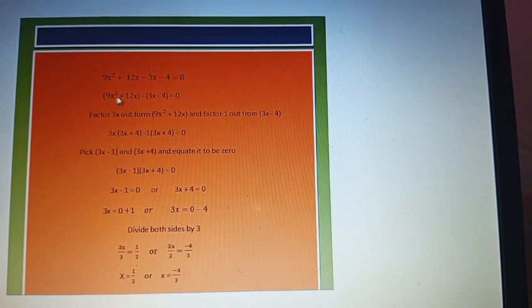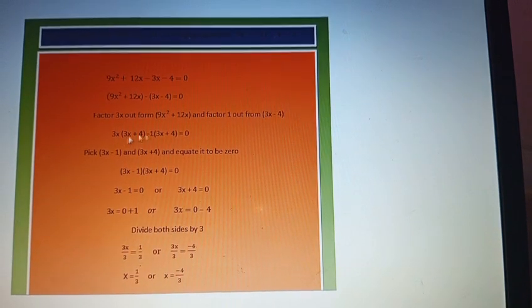Now, what number do you think can divide 9 and 12, remembering that we take the highest? So we are going to factor 3s out from 9s squared plus 12s because 3 can divide 9 and 3 can also divide 12. Then when you check the other two terms, they don't have anything in common, so we factor just 1 out. Now, 9s squared divided by 3s: 9 divided by 3 gives us 3, and of the s squared, one s cancels, leaving s. 12 divided by 3 is 4, and the s cancels s. We are left with 3s(3s plus 4), then minus 1.